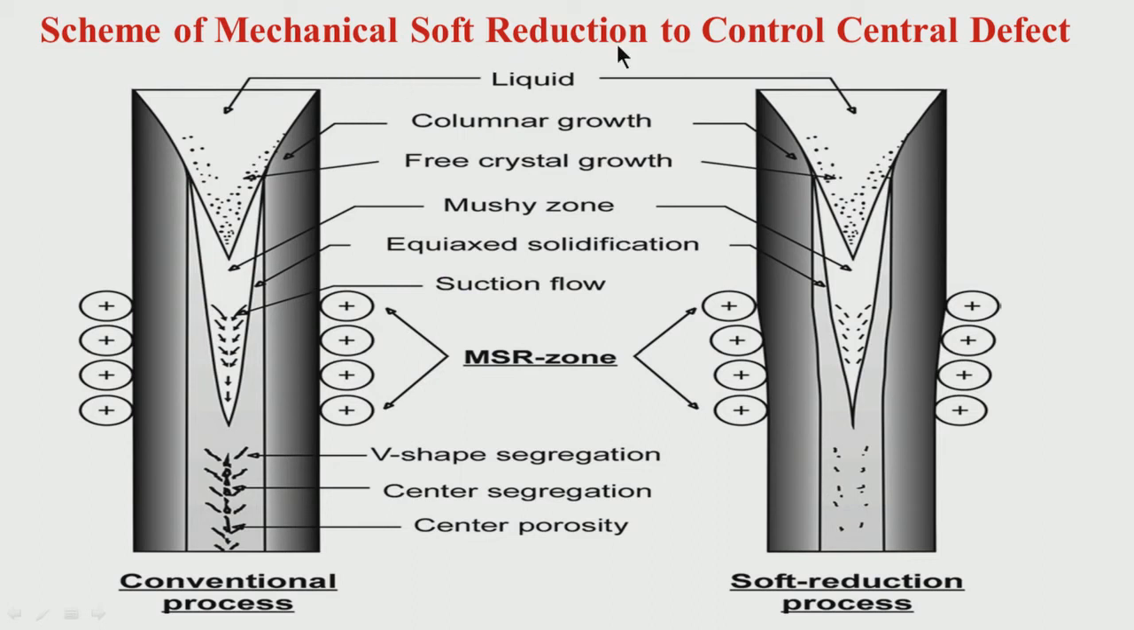It is called mechanical soft reduction. You are giving some strain, some pressure you are inducing, but it is soft, it is not very high. If it is very high, it may cause crack formation, which we do not want. So, it is a mechanical soft reduction. You are reducing the thickness in this area by a certain extent.